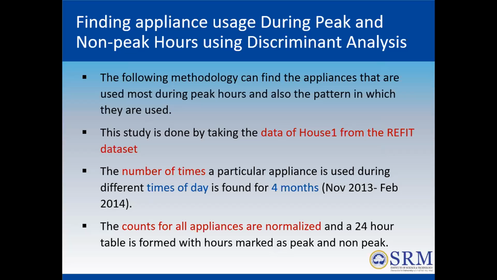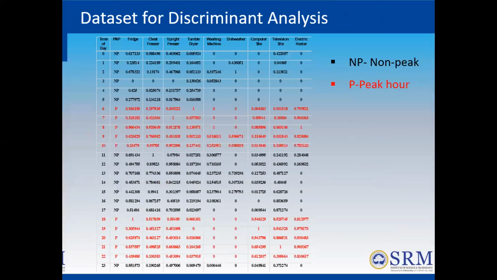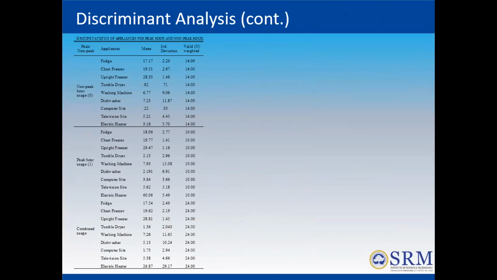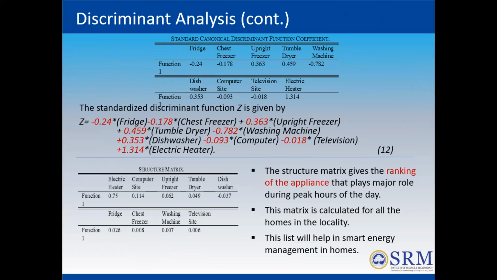So we took a period, November to February, which is winter time in the United Kingdom. Accordingly, we normalized the number of times appliances are used during that period. Then we applied what is called a discriminant analysis. Based on the discriminant analysis, we get a structure matrix which ranks which of the appliances play a dominant role during the peak and non-peak hours.